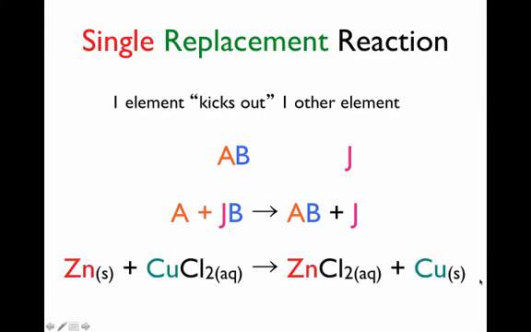A more real-life chemistry example is this. Solid zinc plus this material here, which is aqueous copper chloride, that's what the AQ stands for. If you mix those two under the right conditions, zinc ends up kicking the copper out, and you end up with zinc attached to the chlorine and copper all by itself. This is a single replacement reaction.